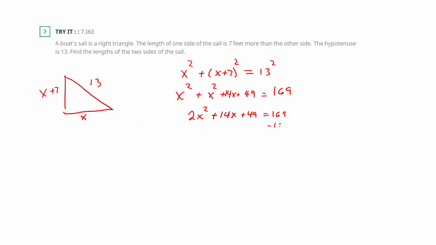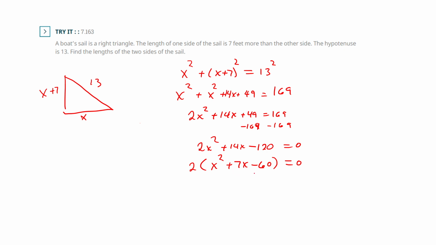I need this side to be 0, so I'm going to subtract 169. I've got 2x squared plus 14x minus 120 equals 0. Okay, now we'll do the same trick here. These are all even numbers, so they have a GCF of 2. So we can just factor what's in the parentheses, which is really going to help.